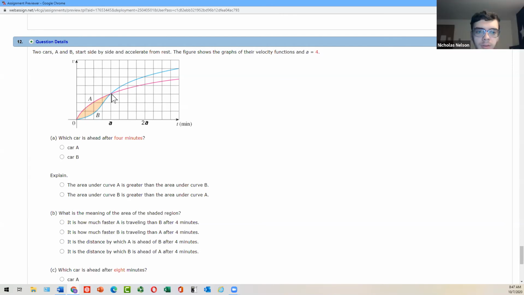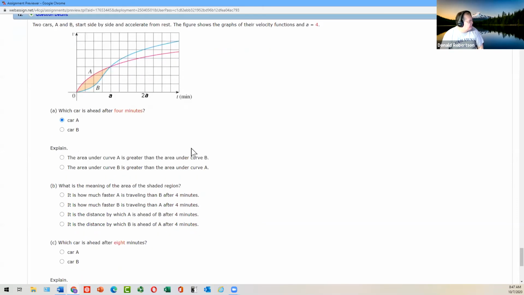Car B. Which one's going fastest during that 4 seconds, A or B? A. And if you go faster than the other guy for 4 seconds, aren't you going to be ahead of the other guy after 4 seconds? Does that make sense? So I'm not doing math, I'm just thinking it through. Now, explain, won't the area under A, forget B, but if you draw a vertical line downwards, won't the area under A, that big chunk, be more than the area under B?